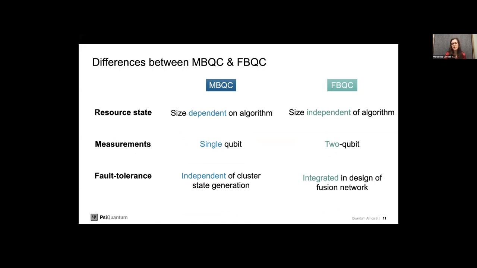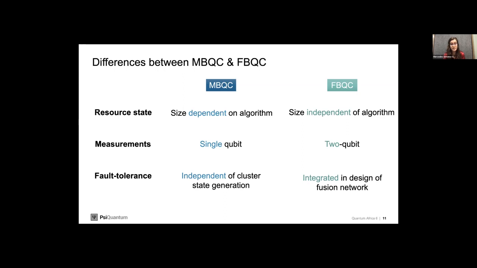But I think it actually helps to identify mainly the differences with MBQC. They share the last 3 letters, so they tend to be associated. These are the 3 main differences that we can identify. To start with the resource state, in MBQC the size of the resource state is dependent on the algorithm. Longer algorithms require longer cluster states to be generated, whereas in FBQC the size of the resource state is independent of the algorithm, which means that the same hardware and architecture can be used for multiple algorithms.